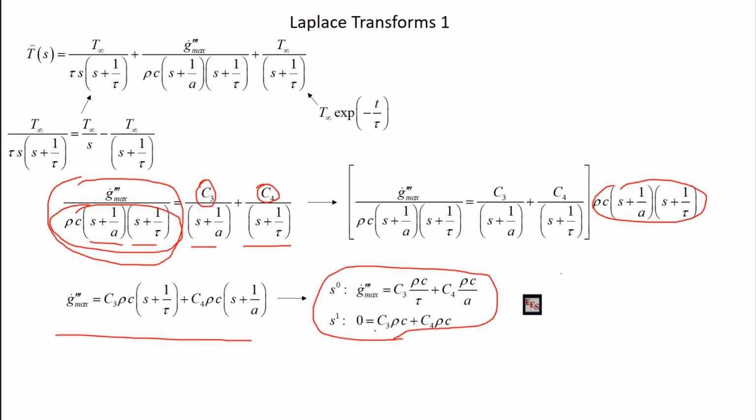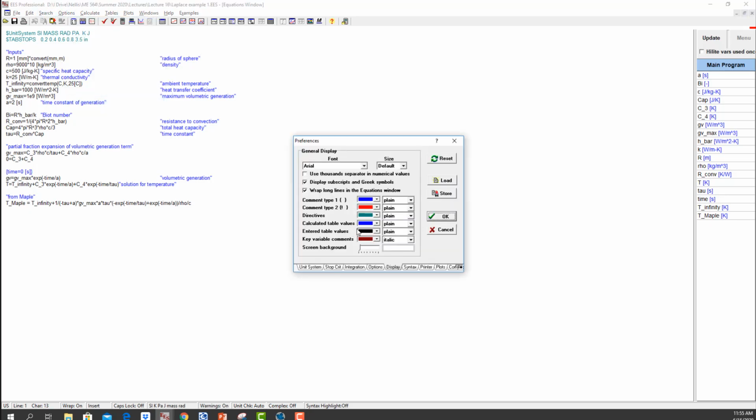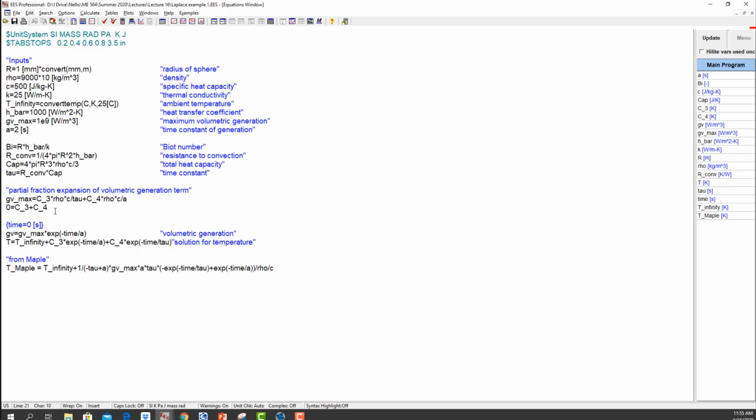And you can solve these explicitly if you want. Obviously, the other thing you can do is, let me make this a little bigger, you can just type these into EES and let EES or Maple or whatever it is you like solve for that. So that's what I did right here. This is those two equations. That gives me c3 and c4.